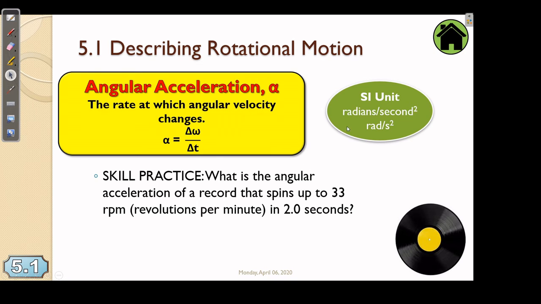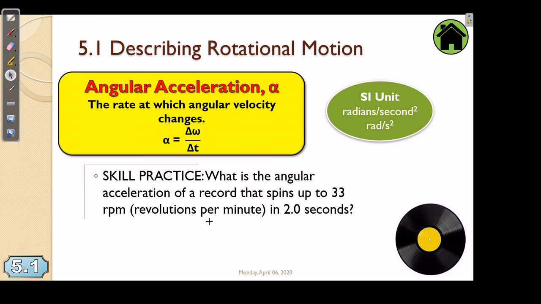The unit for linear acceleration is meters per second squared, or meters per second per second. And the unit for angular acceleration is radians per second squared. So every aspect of linear motion has an analog or a counterpart in rotational motion. It's normally just swapping out the meters for radians. And we have one final skill practice question here to take a look at.